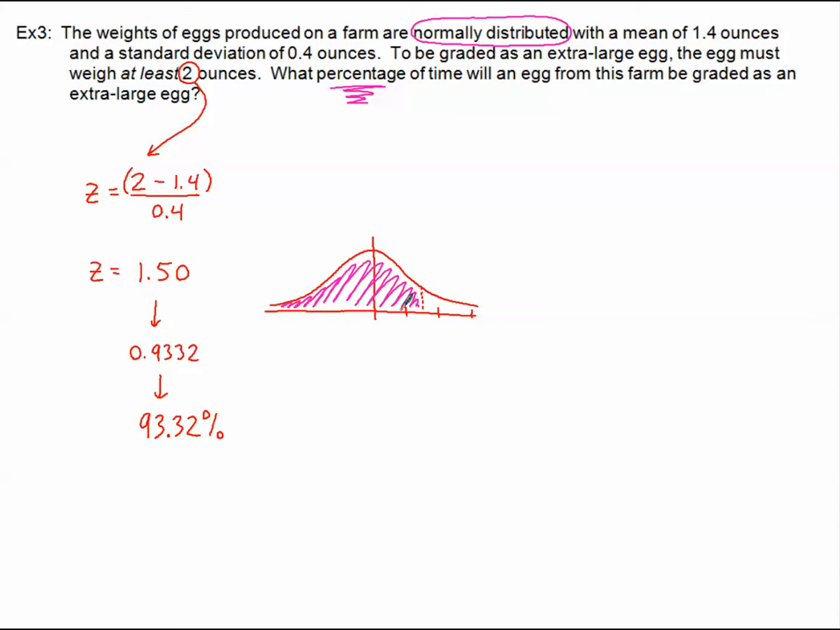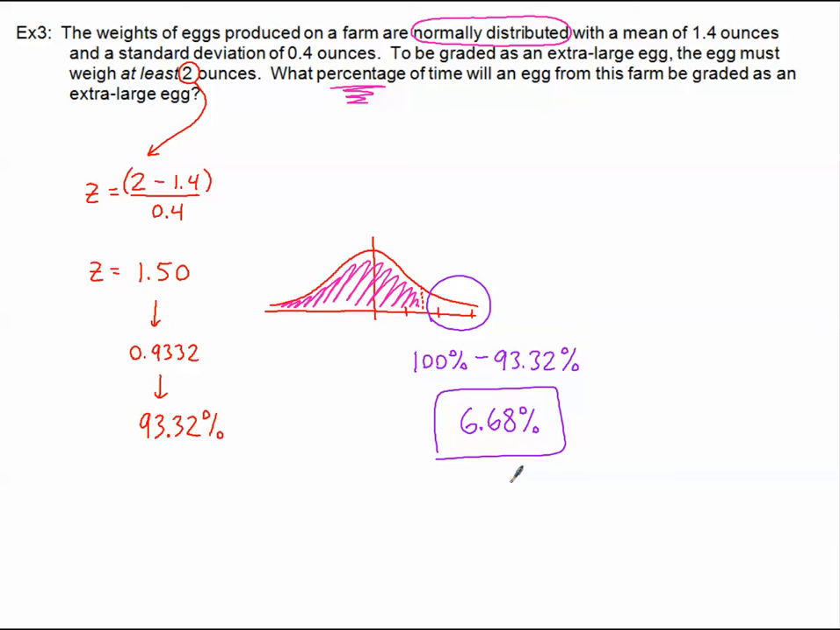No. An extra large egg has to be at least 2 ounces, which means it needs to be on the other side. We're talking about the extra large eggs, not the ones that are less than 2 ounces, the ones that are greater than 2 ounces. So we're talking about this percentage. We need to take our 100%, all of our eggs, and subtract the 93.32%. We're talking only about 6.68% of eggs. So this farm does not typically produce extra large graded eggs.